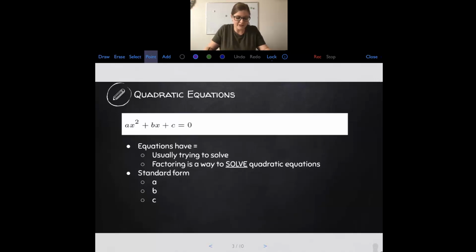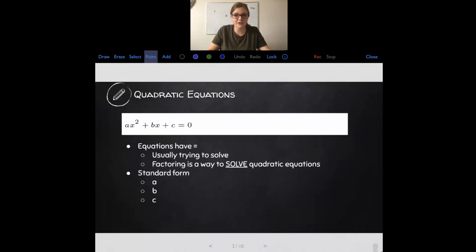So first, quadratic equations. They come in the form of ax squared plus bx plus c equals 0. An equation has an equal sign, and typically your goal is to solve it, which means to find the values of x that make the equation true. And then factoring, which we talked about previously, is a way to solve quadratic equations.